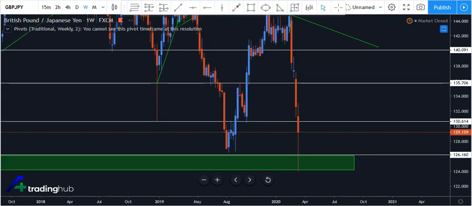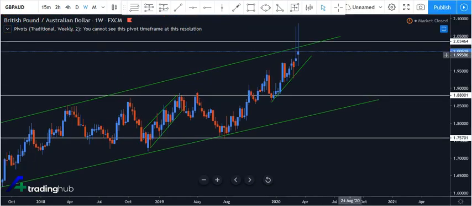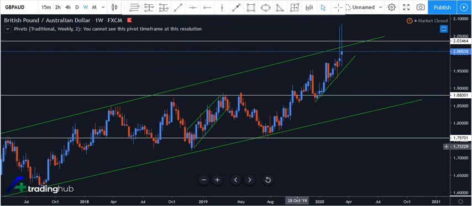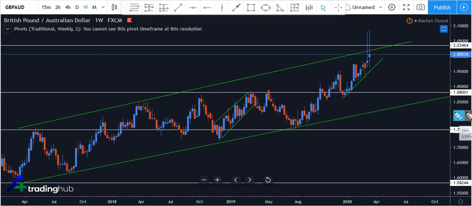So we look at another currency. We look at pound AUD. Alright, so this is pound AUD, GBP AUD. Series of rejections for the past 2 weeks, inverted hammer, and these are strong signs of price pushing back down to the trend line support here.